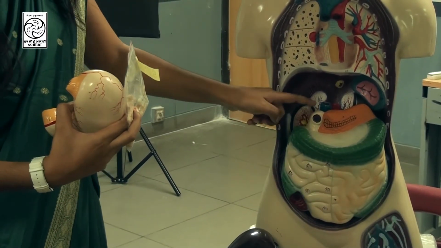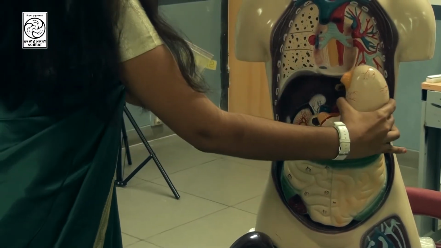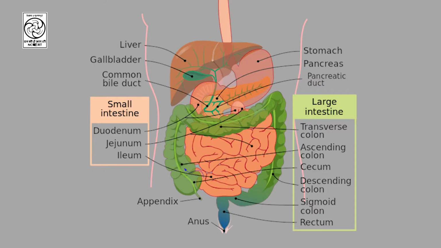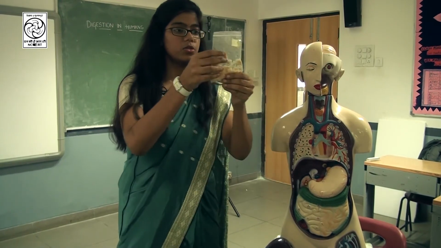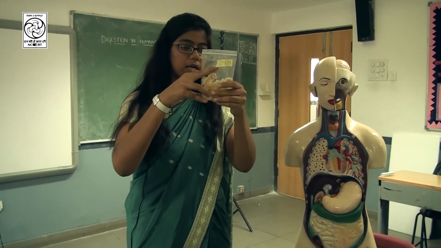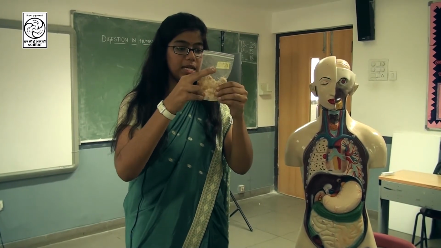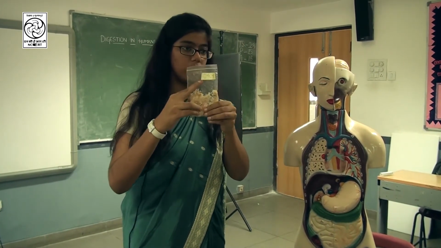So you can see the small intestine which has connections to the stomach. So food from the stomach goes into the small intestine. So basically this was our stomach. Now the food is ready to pass on to the small intestine.